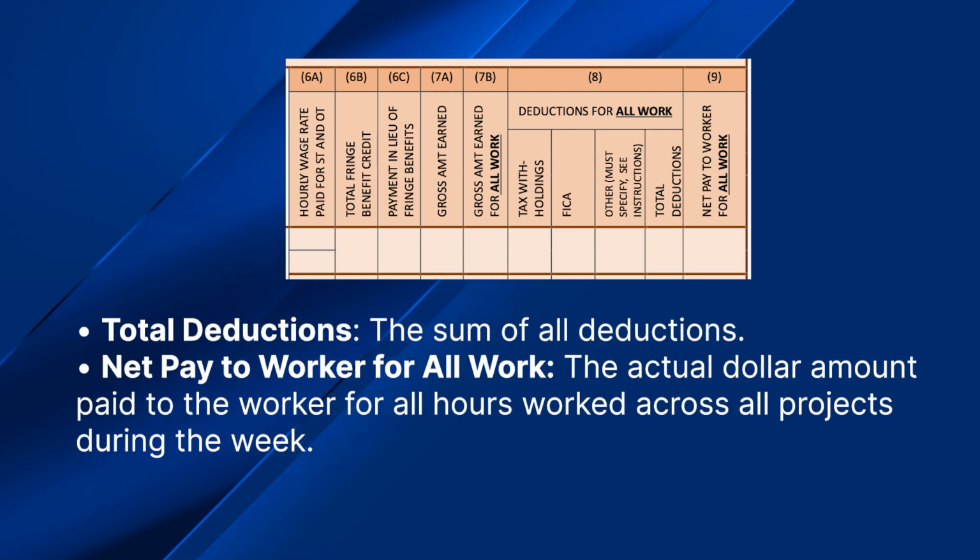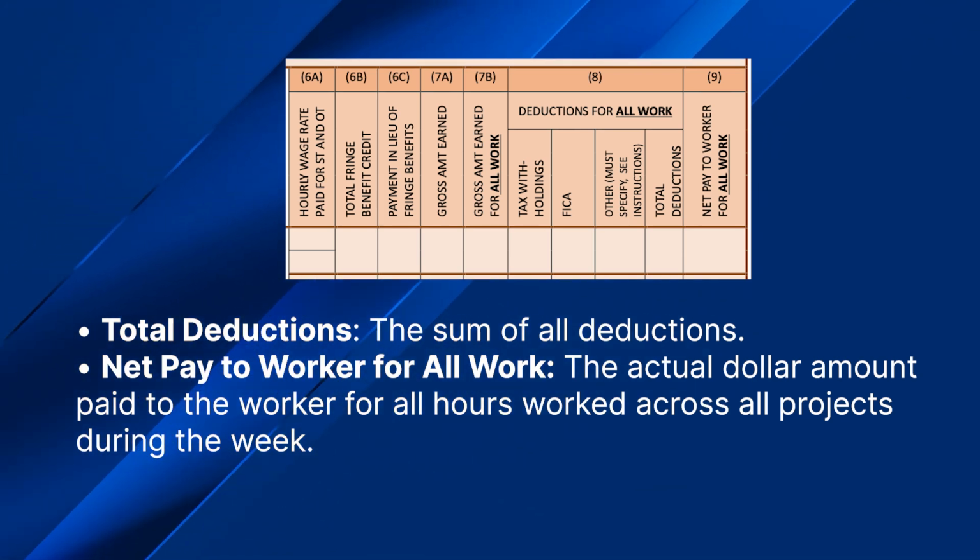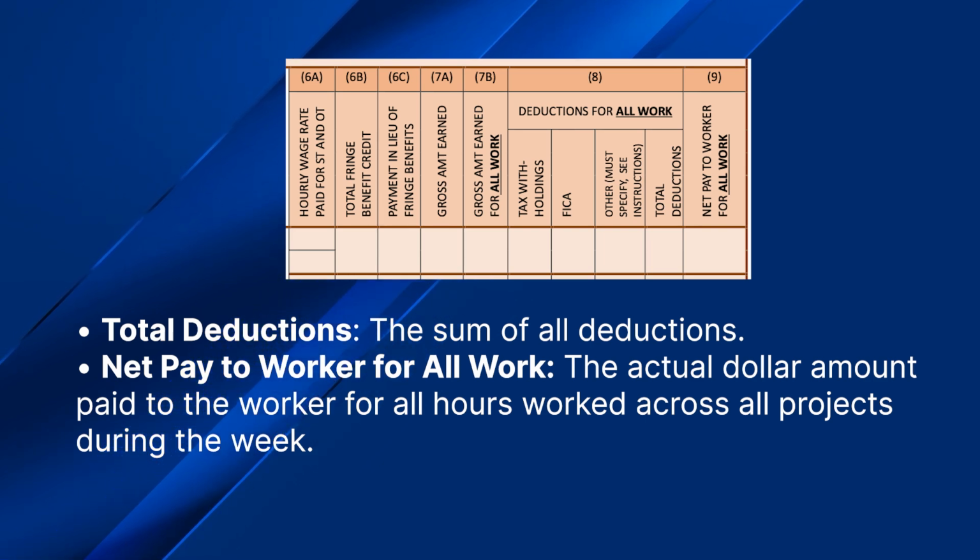Next are the total deductions, which would be the sum of all deductions, and finally the net pay to the worker for all work, which would be the actual dollar amount paid to the worker for all hours worked across all projects during the week.